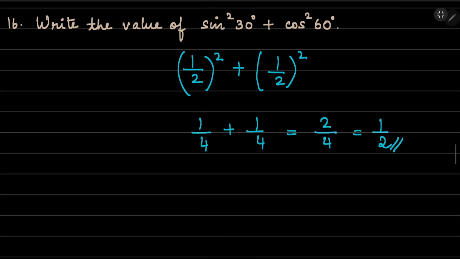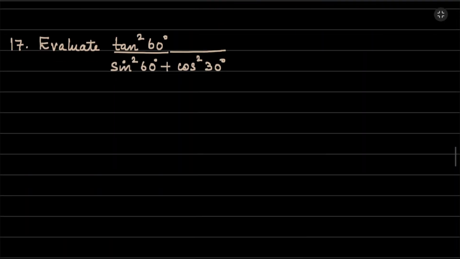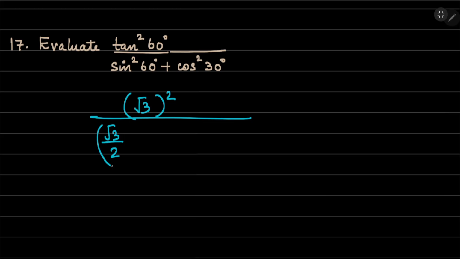Moving on to the 17th question. These are all very, very easy questions, whenever you have to directly substitute the values of specific angles. So what is tan 60? Tan square 60, tan 60 the whole square, root 3 the whole square, divided by what is sine 60, root 3 by 2, the whole square, plus what is cos 30, again root 3 by 2, the whole square.